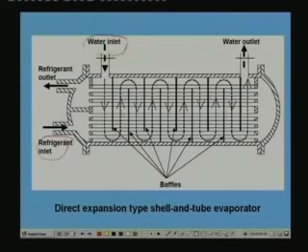Okay, so you can call this a two-pass as far as the refrigerant is concerned, because the refrigerant flows through the tubes like this, then takes a U-turn, and again it flows in this direction and finally leaves the evaporator here.